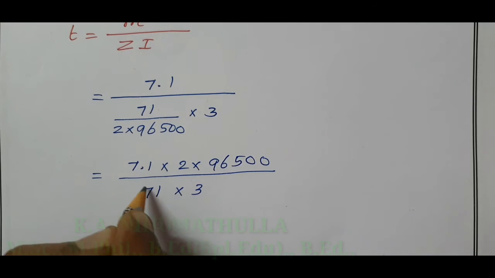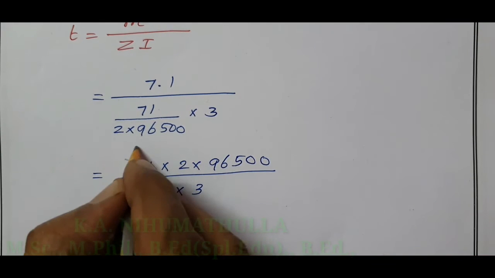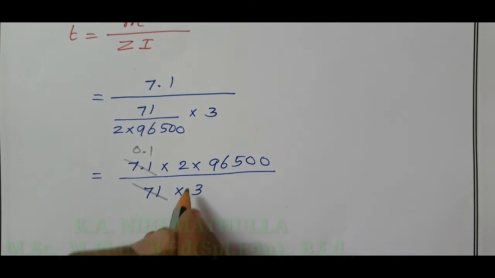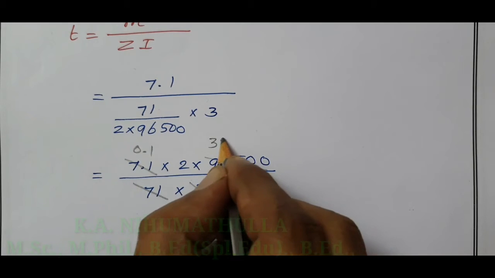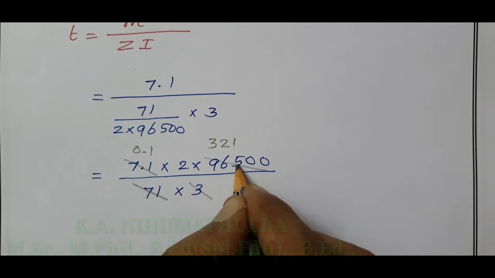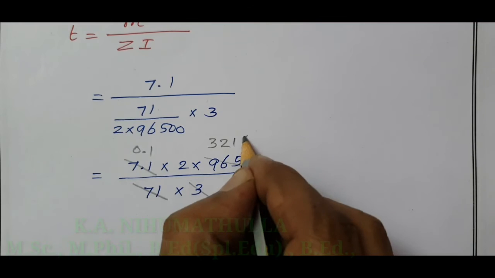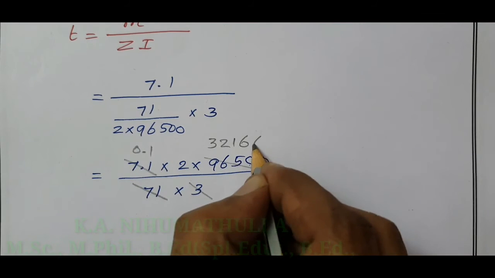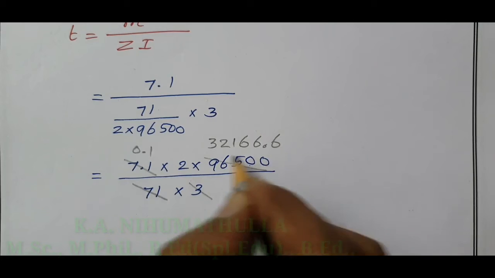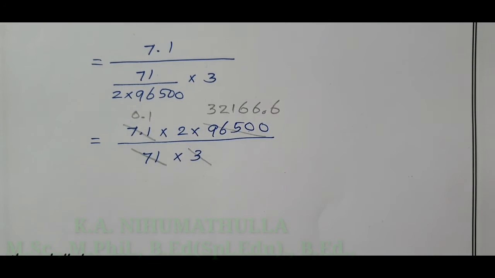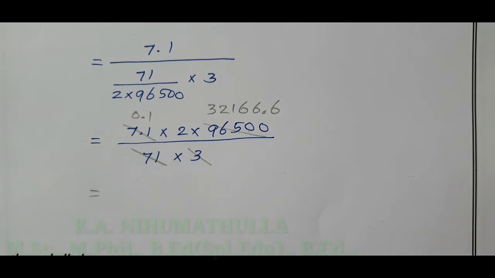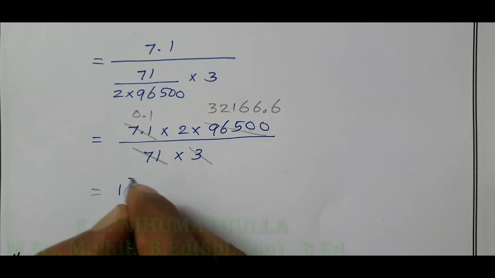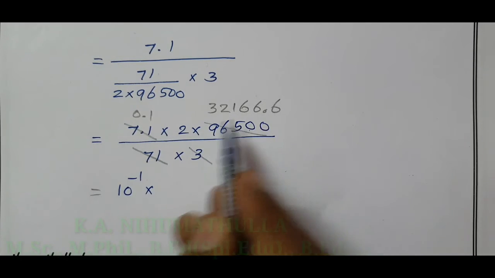Now we can cancel this 71 and 7.1. We will get 0.1. Now divide 96,500 by 3: 3 nines are 27, and the division goes on, giving 32166.66 and so on. Now multiply this number with 2. We have 10 power minus 1 here; 0.1 is nothing but 10 power minus 1, and multiply this value by 2.